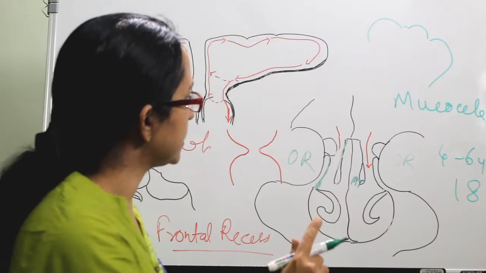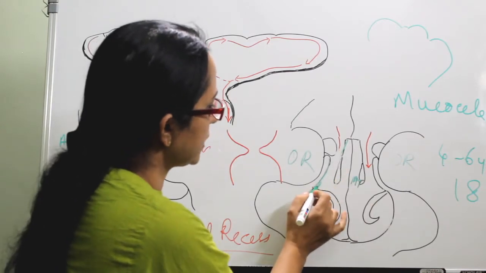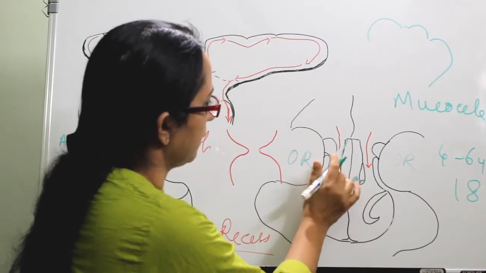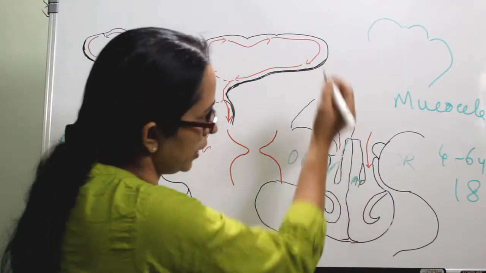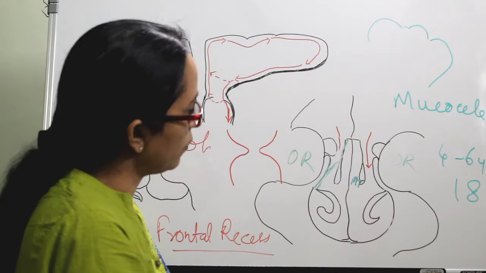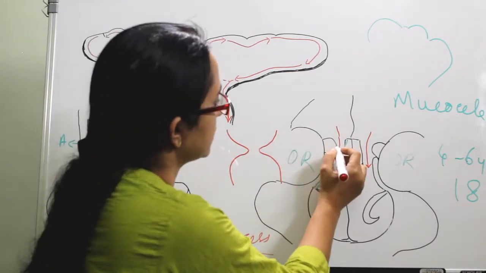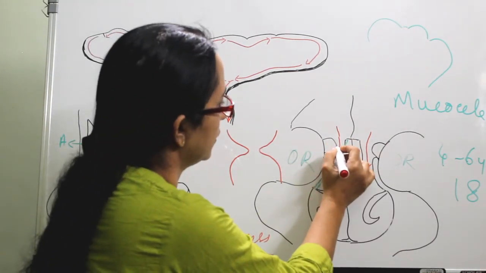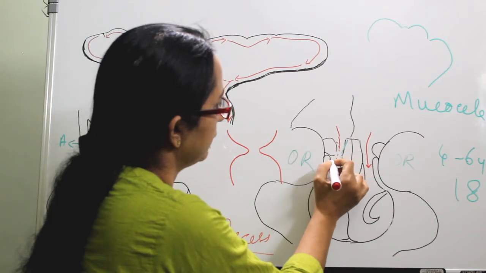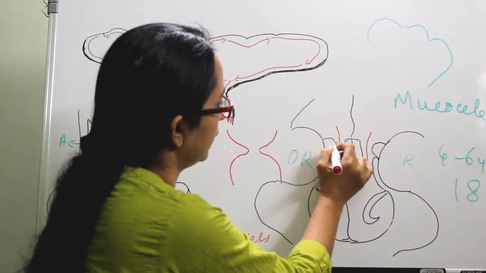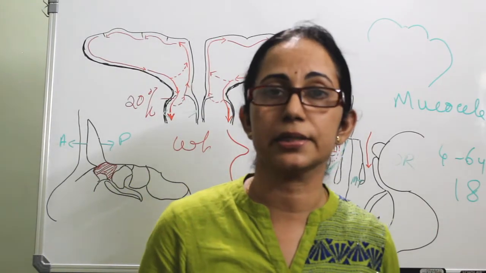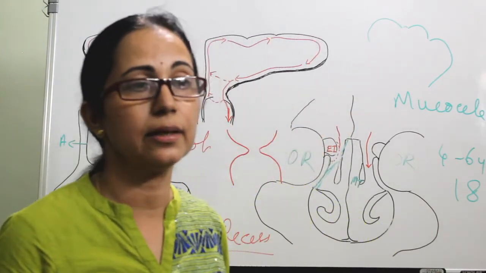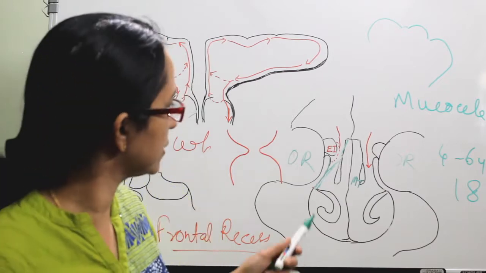And if this attachment is to the middle turbinate or to the skull base, what will happen? Here comes the ethmoid infundibulum. Don't get confused about the ethmoid infundibulum and uncinate process. I will detail it along with the ethmoid sinus.